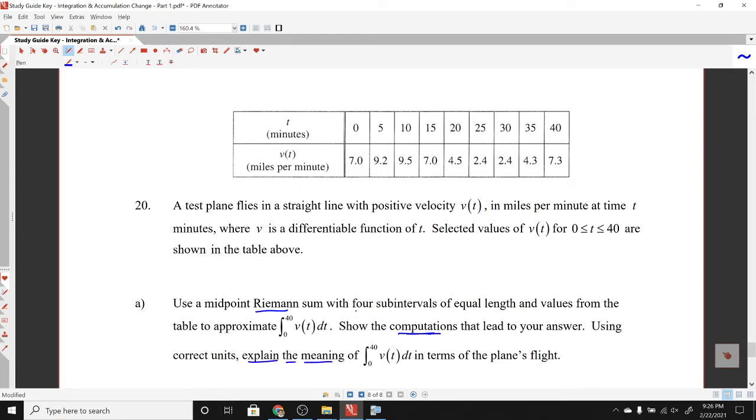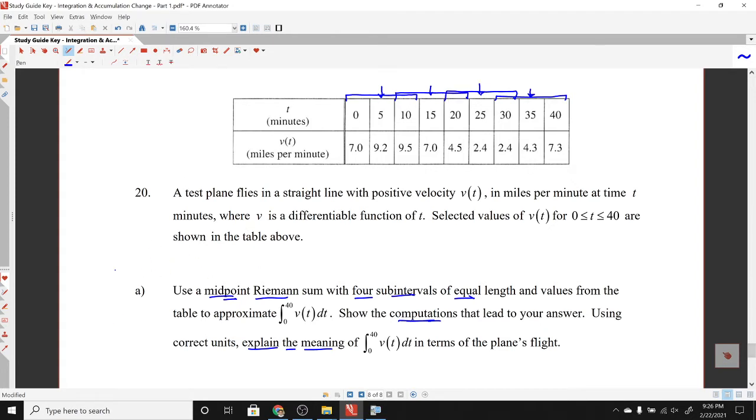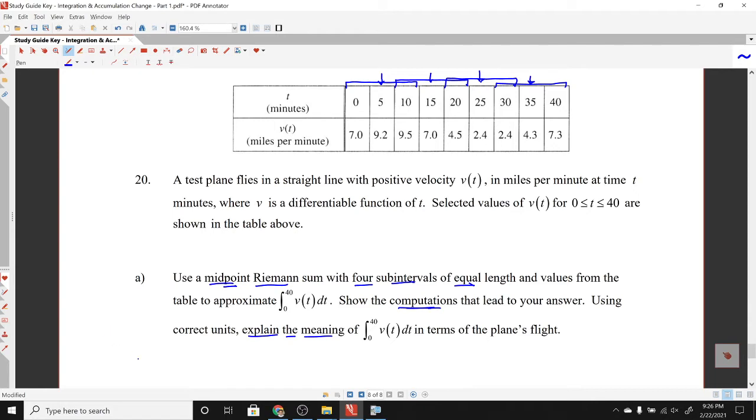So first of all, 4 intervals of equal lengths, and we're using the midpoint. So that means my first interval is going to be 0 to 10, and the midpoint is going to be 5. The next interval is 10 to 20, and the midpoint would be 15. 20 to 30, the midpoint's 25, and then 30 to 40, the midpoint is going to be 35. So the approximation is going to be, I'm going to scroll down here. I should be able to get it in here.